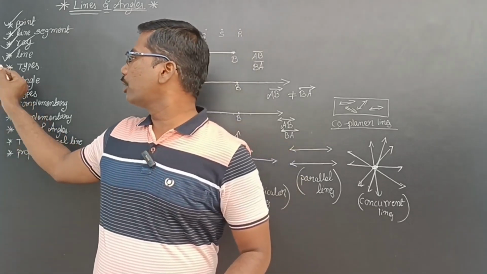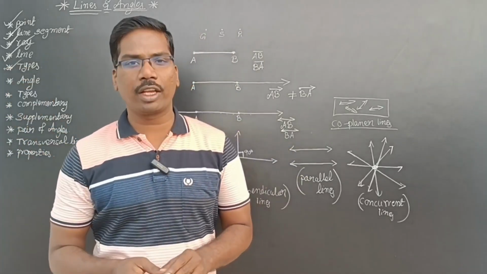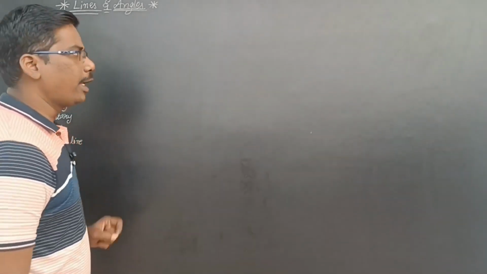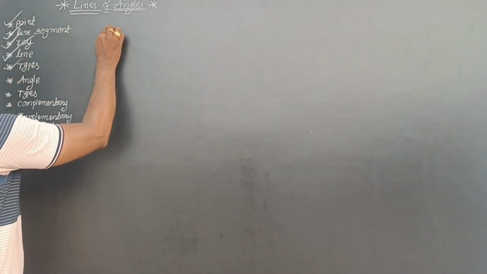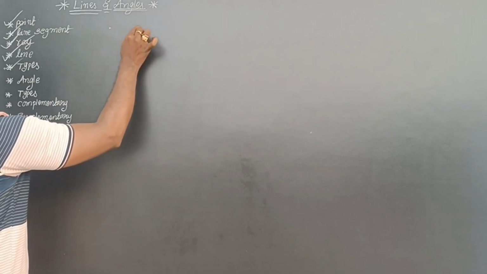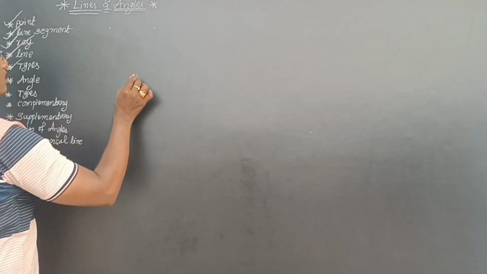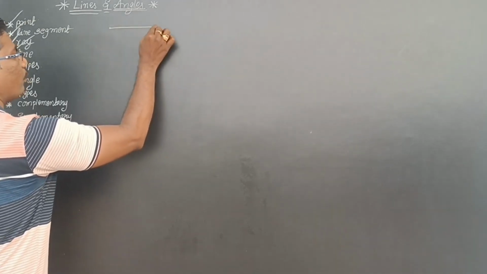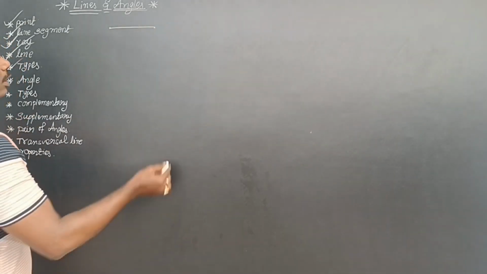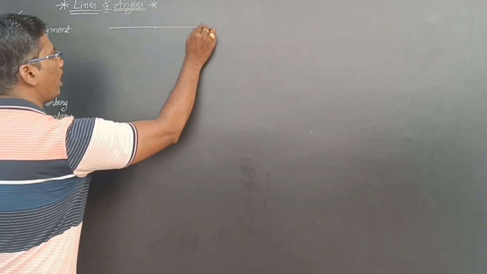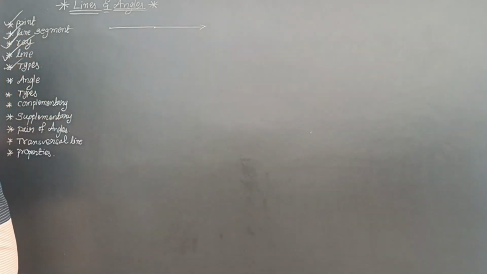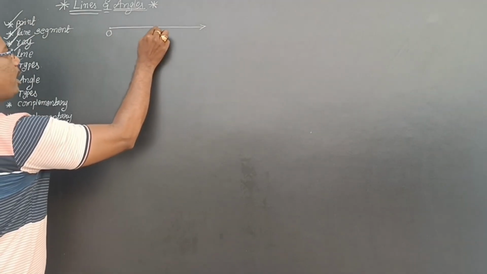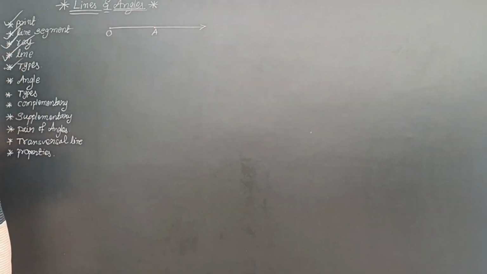Now we'll go for angle and types of angles. Let us see. Again, I'm taking one point here and another point here. These 2 points, if you join, we'll get a line segment. Now, if you extend one point, then we'll get a ray. Now, I will give the name of this ray. This is OA ray.